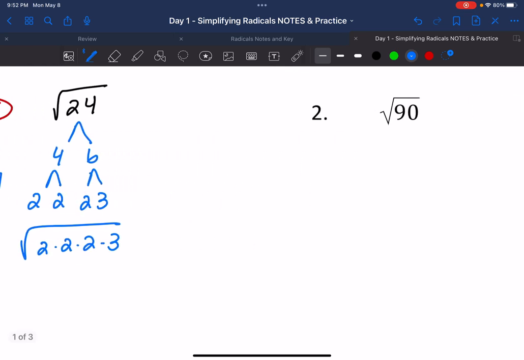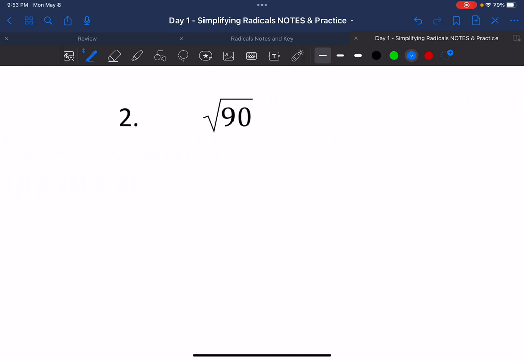All right, let's look at a different one. The square root of 90. Well, on this one, I like the number 0 because usually when I see this right here, I can divide it by 10. So let me divide it by 10. 90 divided by 10 is 9. And how can I break down 10? 10 makes 2 and 5, and 9 is 3 and 3.